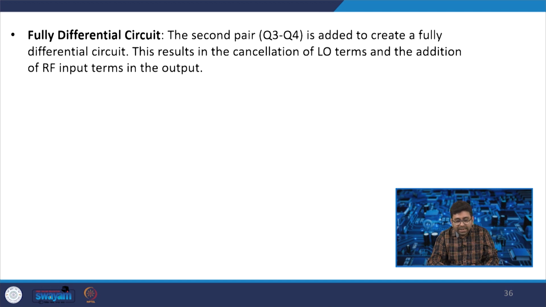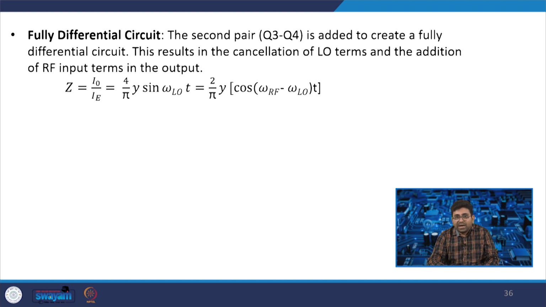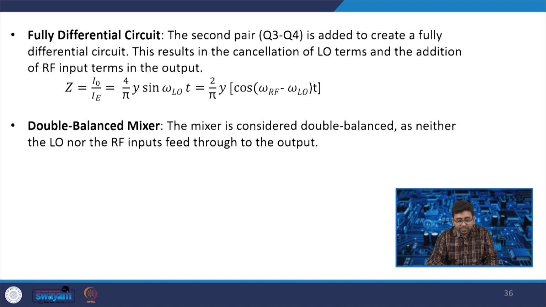your fully differential circuit. The second pair Q3 and Q4 is added to create a fully differential circuit, and this results in the cancellation of LO terms and the addition of RF input terms in the output. So, your IO by IE is 4 by pi y into sin omega LO, and then what you will get is cos of omega RF minus omega LO t. So, this is called a double balanced mixer, because you are applying the RF and LO differentially, and that is why it is double balanced.